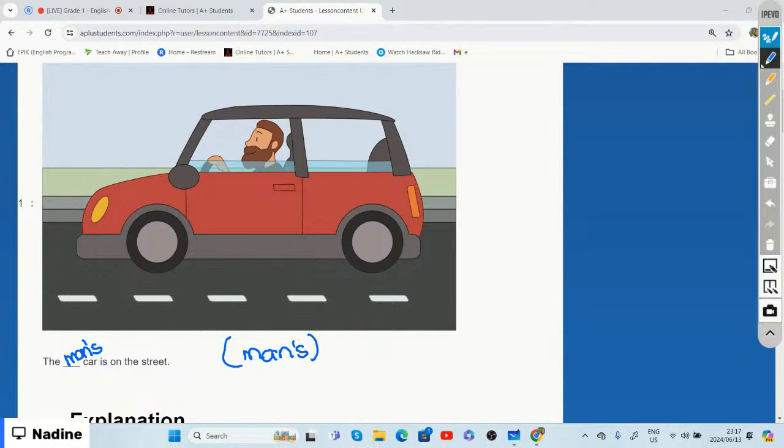is on the street. Whose car is it? It is the man's car, right? He owns the car, something that belongs to him. So his car is on the street. So we can say the man's car is on the street.